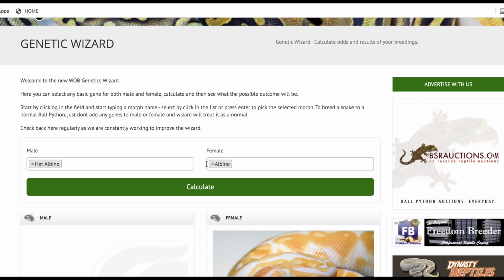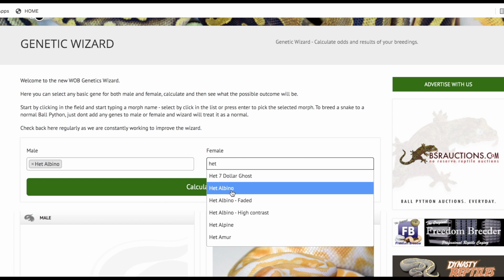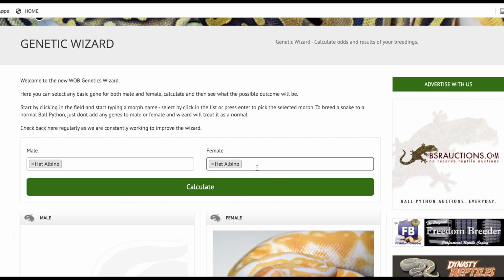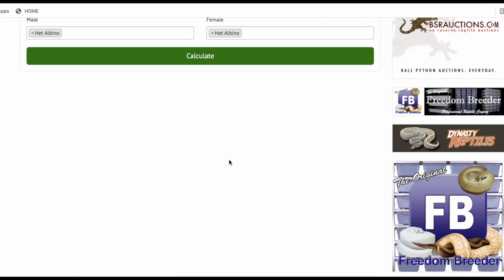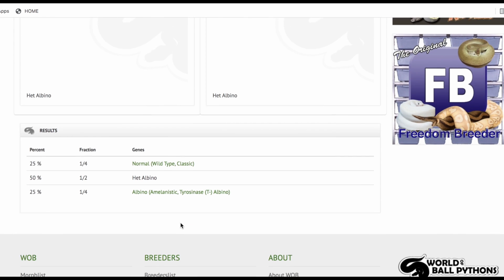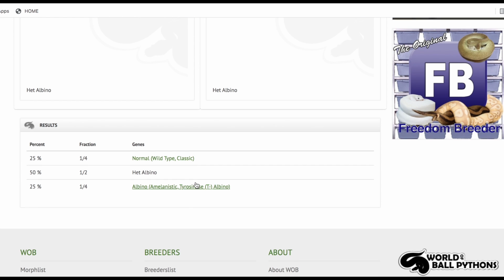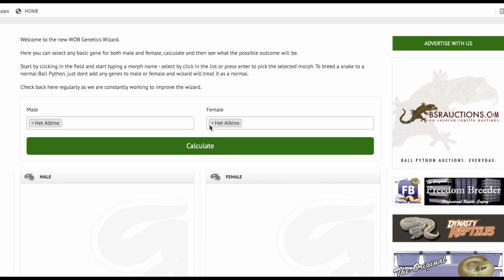So then to show you, if I have a het albino bred to a het albino, so now this can pass down one allele, this can pass down one allele for albinism, you get 1/4 are going to be normal, or what's called wild type. Half are going to come out looking normal, but they'll carry the albino gene, so they'll be heterozygous for albino. And then 1/4, 1 out of 4 snakes should be albino. So pretty good odds there.